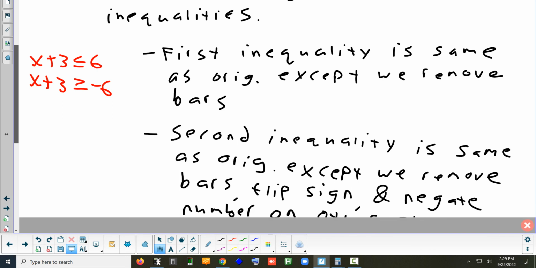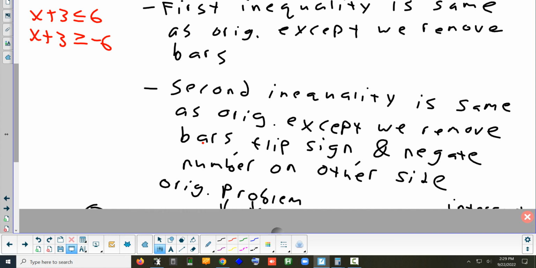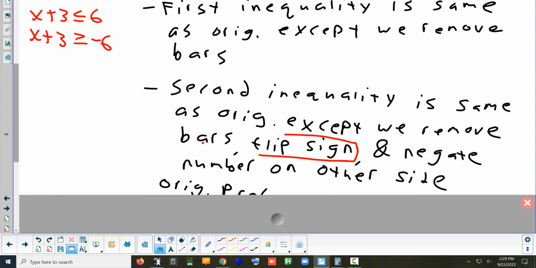So the second inequality is the same as the first one, except you take out the bars, and you make the number negative and flip the sign. So the only thing that's extra from yesterday is that when you do the second one, you have to remember to flip the sign.